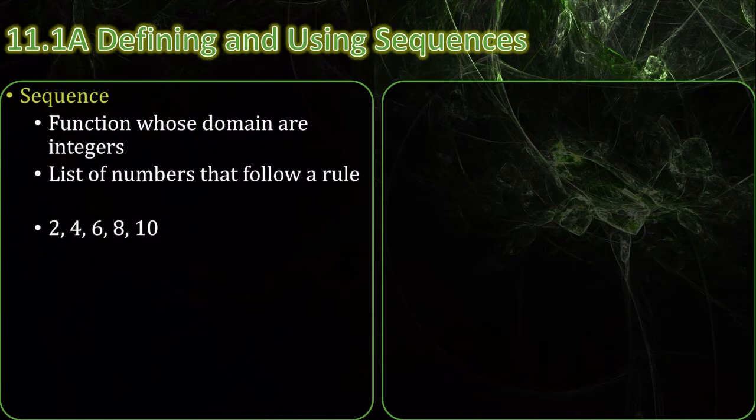2, 4, 6, 8 is a sequence. It ends, so we say it's a finite sequence. 2, 4, 6, 8, 10, dot, dot, dot, means it continues forever, so it is an infinite sequence.